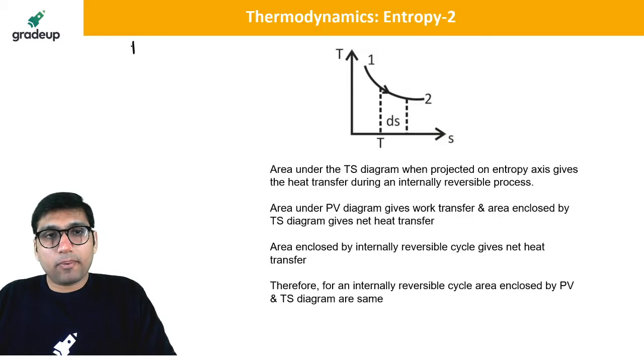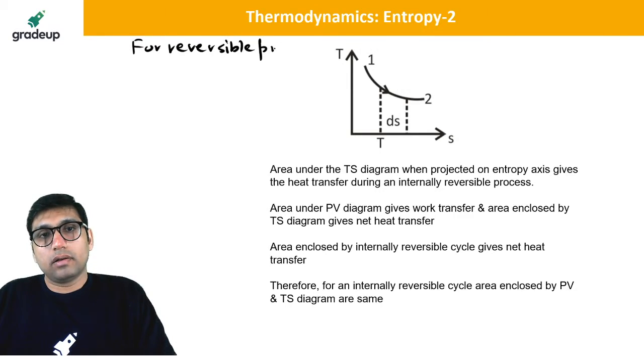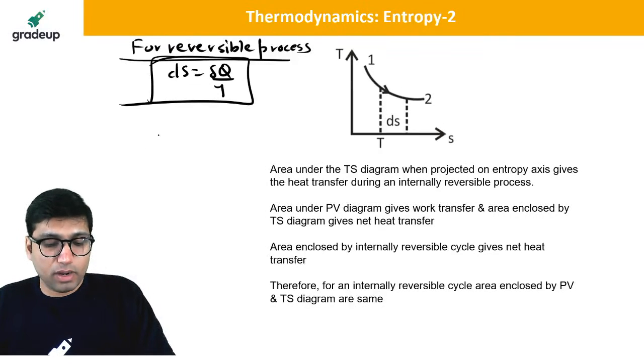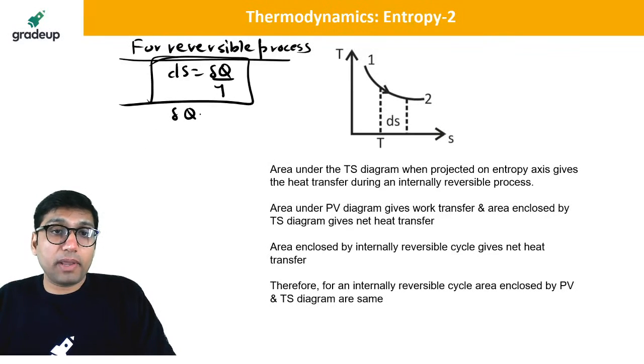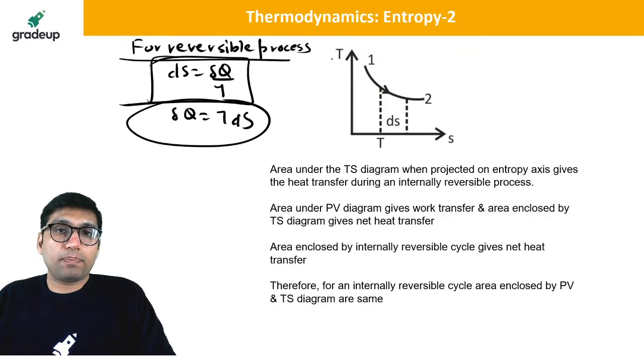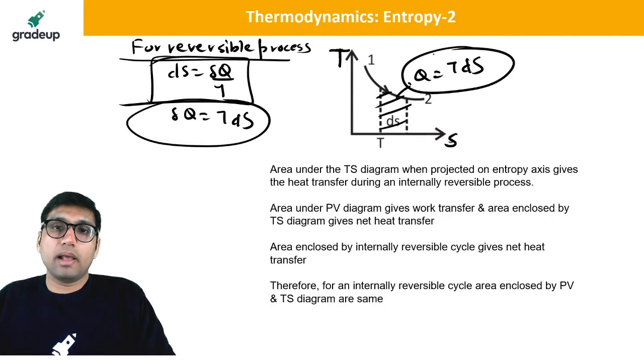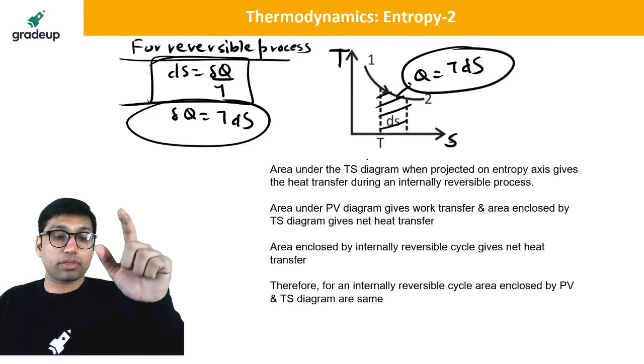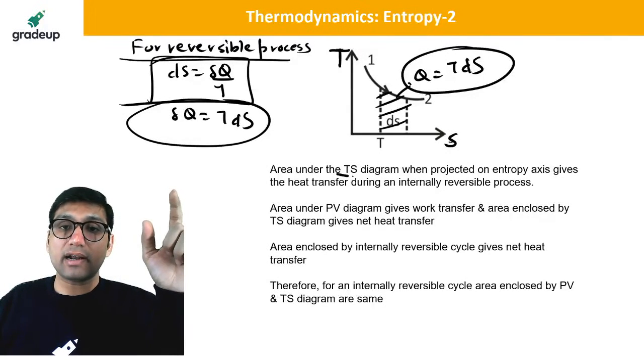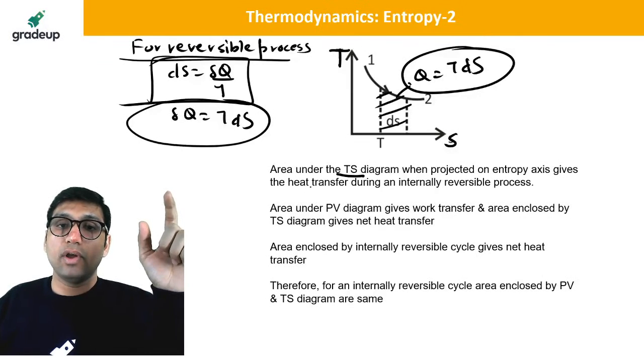Now for a reversible process, the entropy change is equal to what? dQ by T, right? So we can say that for a reversible process, Q will be equal to T dS. So if you plot a graph between temperature and entropy, then the area under this graph will give you the total heat transfer because it is equal to T dS. But it is only possible for a reversible process. So for a reversible process, the area under the temperature-entropy diagram gives you heat transfer.